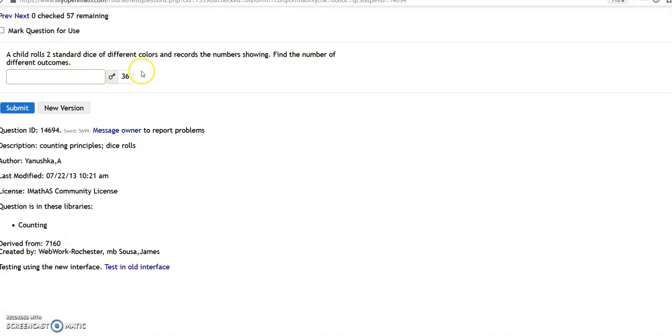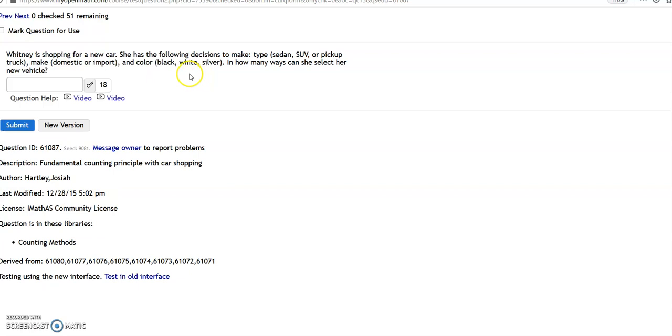Well, each dice has 6 possibilities, and there's 2 dice, so just multiply 6 times 6, or 6 to the second power, and you get 36.